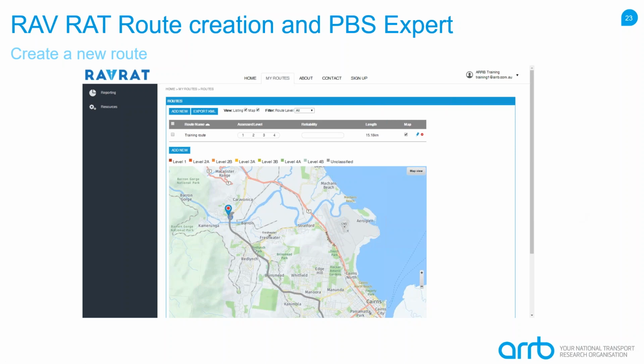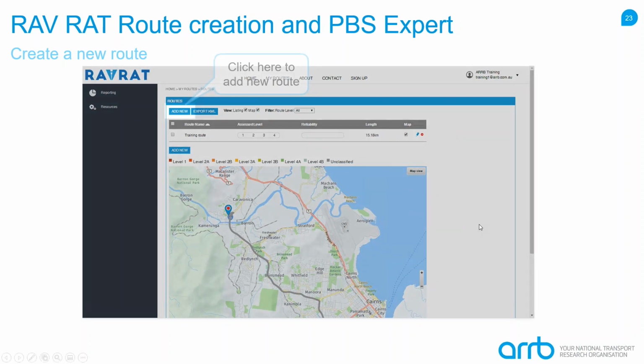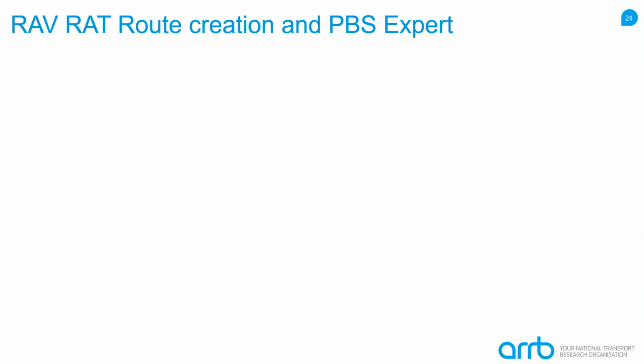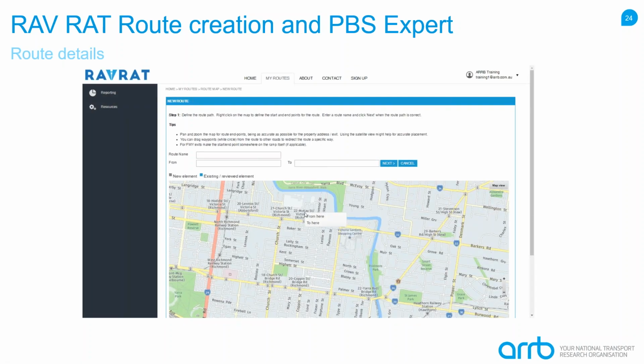So when you come into RAV RAT, it'll basically drop you on this page here. So this is the first page you'll see after logging in, and it shows all of your routes listed at the top, and then also shows them on the map at the bottom. So this training account, it only has one route on there, so that's why you only see the one. So what we want to do is we just want to create a new route. So we just click on the Add New button up the top. And when we do that, it'll take us through to the new route system.